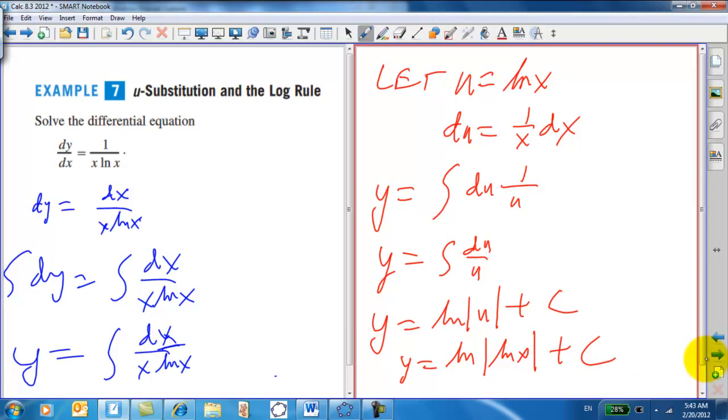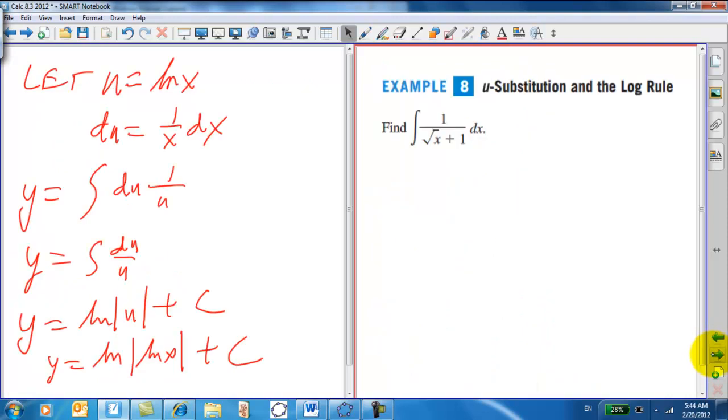That's bizarre. Let's check that on the TI-89. TI-89 agrees. Again, it forgets the absolute value in here. And a natural log can go negative if you go less than 1. Natural log of 1 is 0. Natural log of a half is negative. So here we go. Use substitution in the log rule.